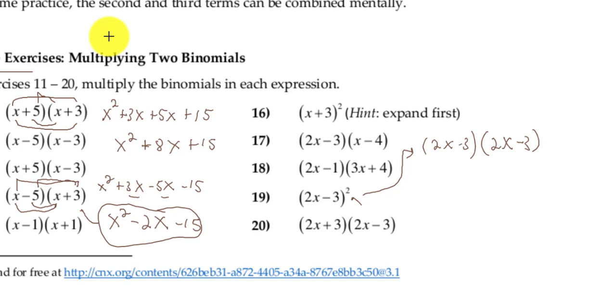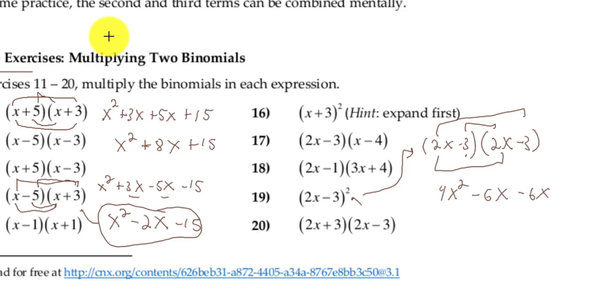Now when we do our first term, 2x times 2x is 4x squared. Our outer term would be 2x times negative 3, which is negative 6x. Our inner term is negative 3 times 2x, which is negative 6x.